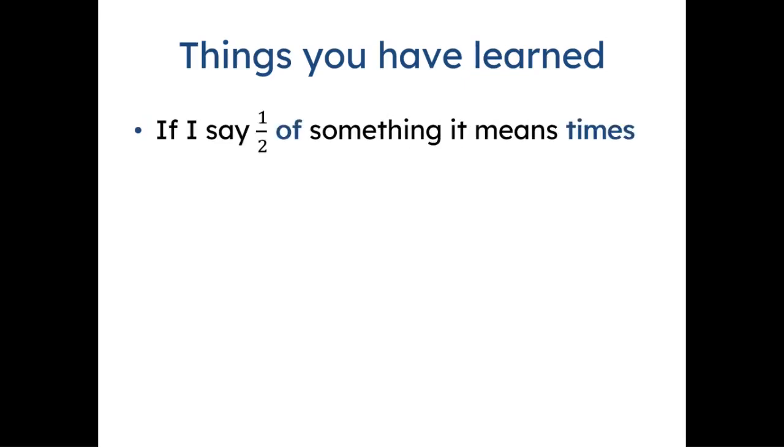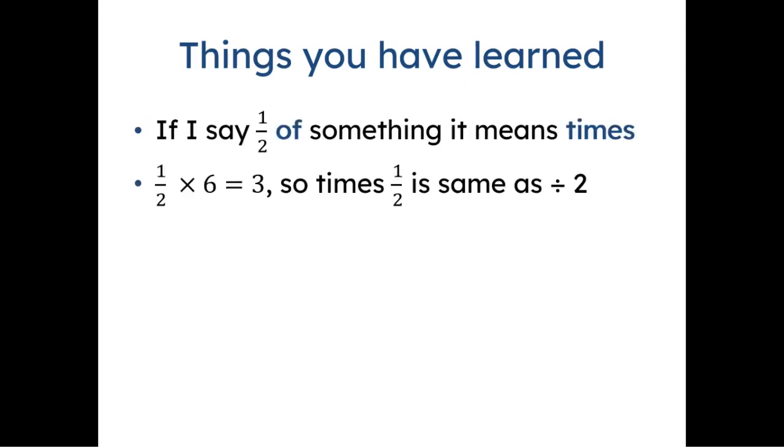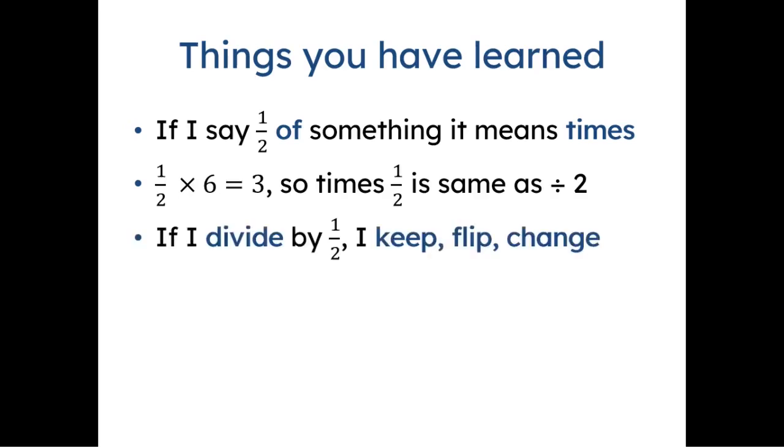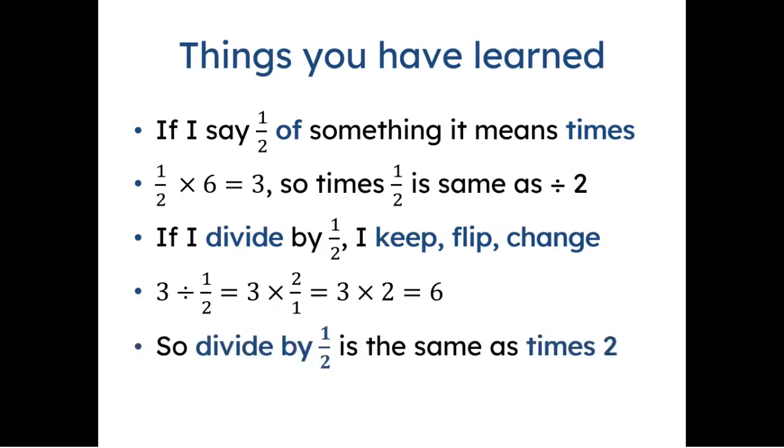If I say a half of something, it means times. So a half of 6 is 3. And times by a half is the same as divide by 2. If I divide by a half, I keep flip change. So 3 divided by a half is 3 times 2 over 1, is 3 times 2, is 6. So divide by a half is the same as times 2.